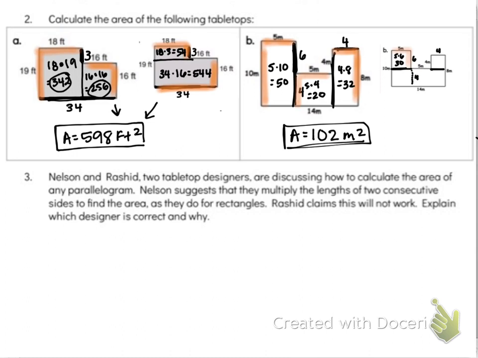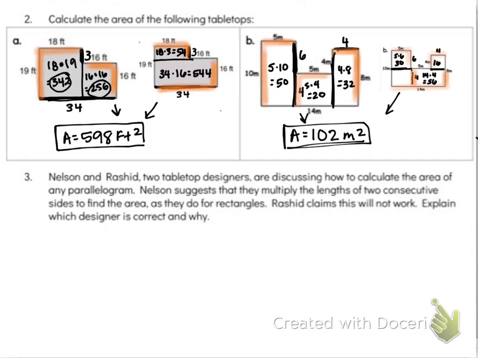For this bottom one, we have this whole base is 14. The height is from here to here, and we said that that is 4. So 14 times 4, which is 56. And then this last one, our base is 4, our height is 4, so 4 times 4, that would have been 16. If you add all of these up, you will still get the answer of 102. So whichever way you decide to do it, you are going to get your answer of 102 meters squared.